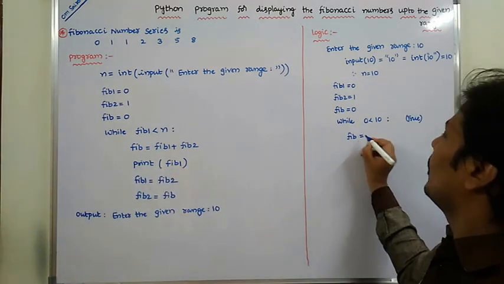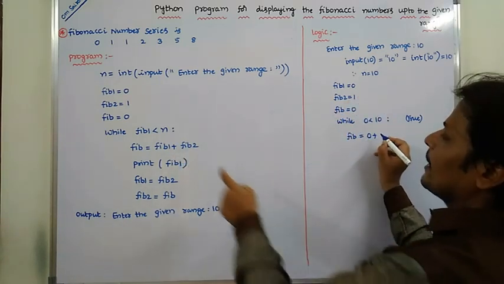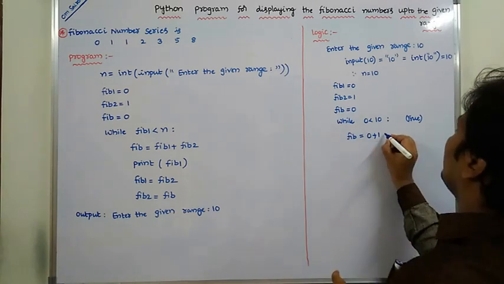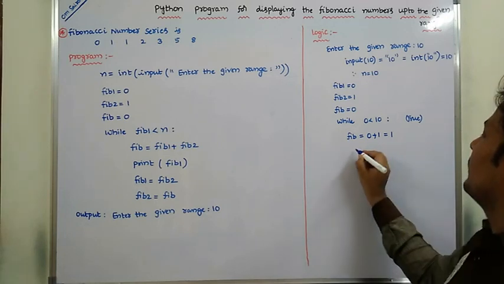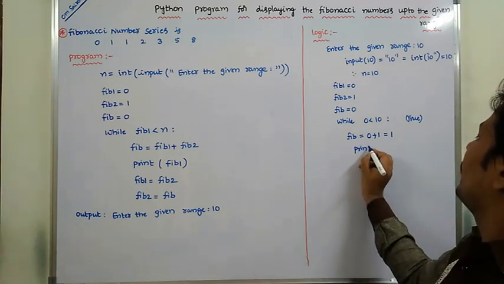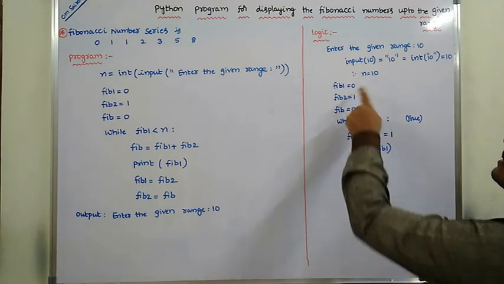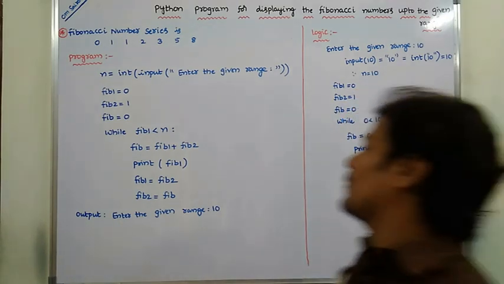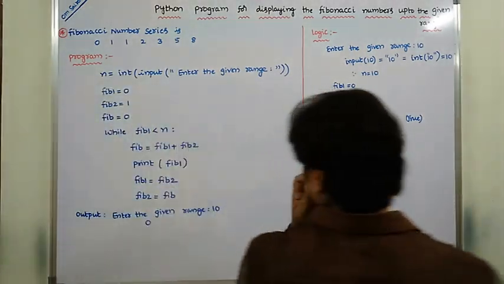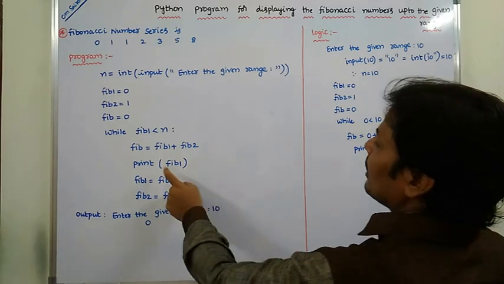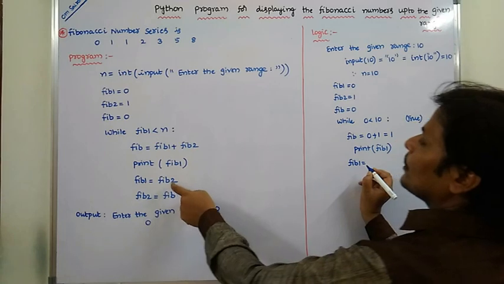Fib is equal to Fib1 plus Fib2. Fib1 value is 0 plus Fib2 value is 1. 0 plus 1 is equal to 1. Next, print of Fib1. So what is the Fib1 value? Fib1 value is 0. So 0 is printed.